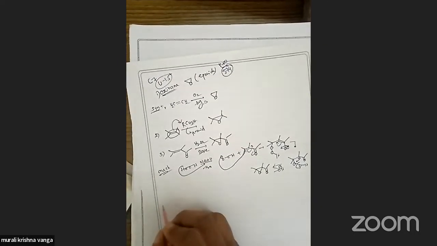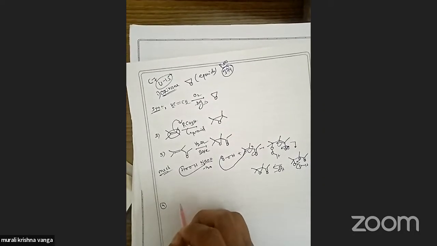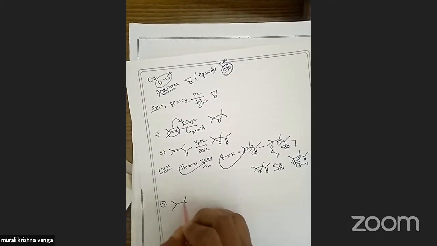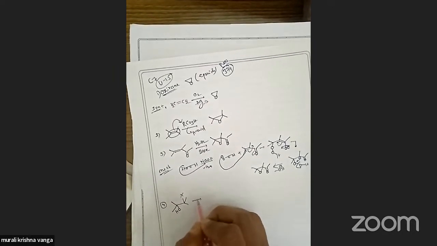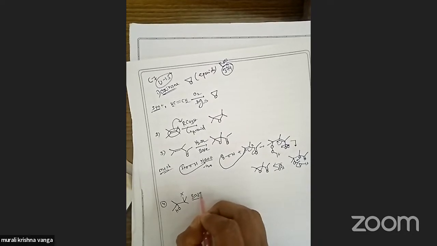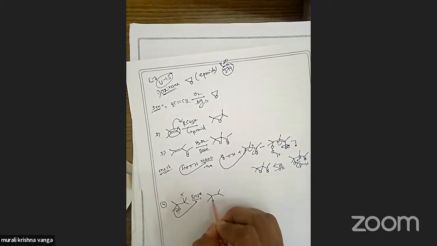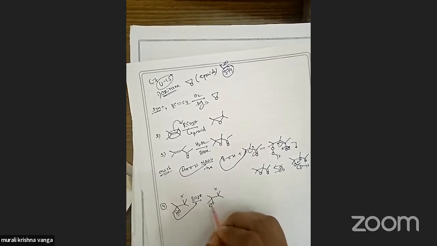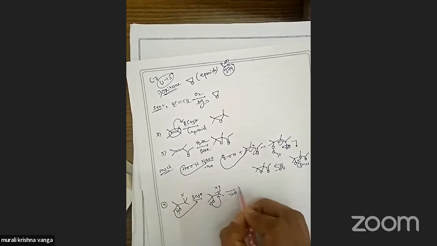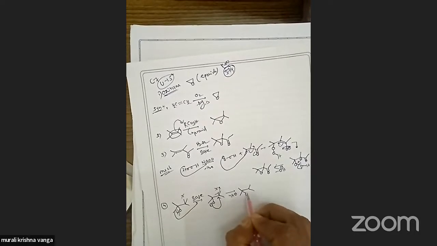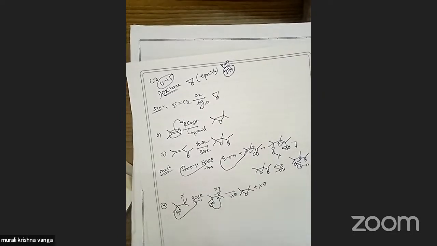Next, the fourth example is beta halohydrins. In the presence of base, the proton is removed, producing a negative charge on oxygen. This negative charge displaces the halide ion, and the product is epoxide plus X minus.